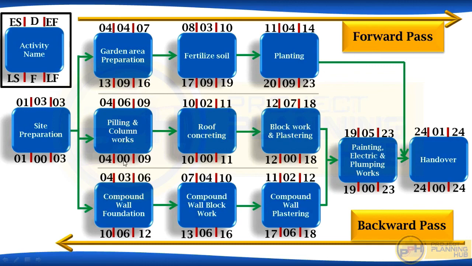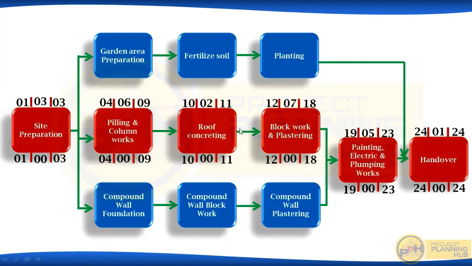Now, let's have a look at all activities with 0 float. Site preparation 0, piling column work 0, roof concreting 0, block work and plastering 0, painting, electrical, plumbing 0 and handover 0. This chain of activities or path of activities with 0 float is known as the critical path. Each activity in this path is known as a critical activity. All these red highlighted activities are with 0 float.